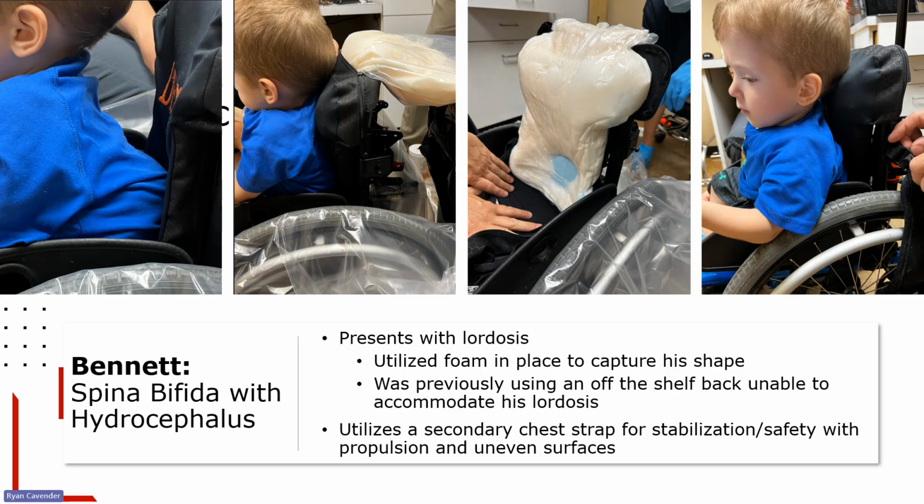So foam in place was the chosen solution for Bennett here. We just weren't able to accommodate his kyphosis, is the big deal. You can see the shape that was created to help better distribute the load, given the support that he needs for decent posture, stability, things like that. He just had a spot we were getting all of the loading on and needed to spread that out. So it worked great for this little guy.